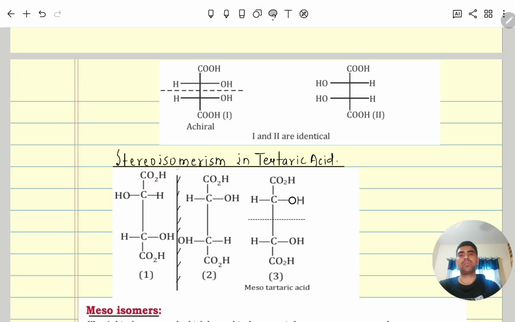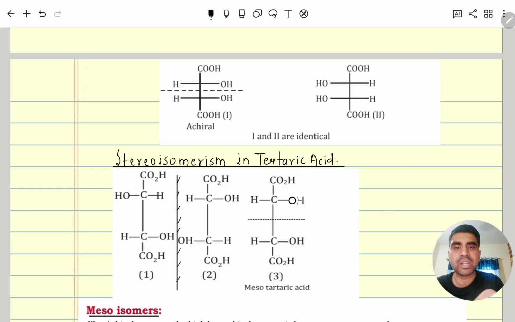For a meso compound, since it has a plane of symmetry, there is no sense of its optical activity, because its optical activity is already cancelled. How? If one part is rotating light clockwise, the other will rotate it anti-clockwise.